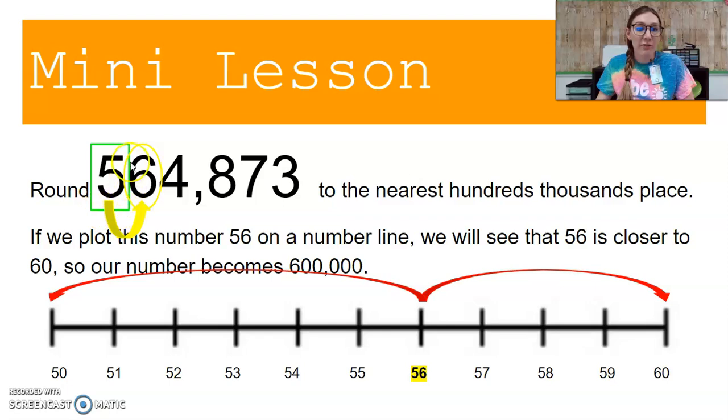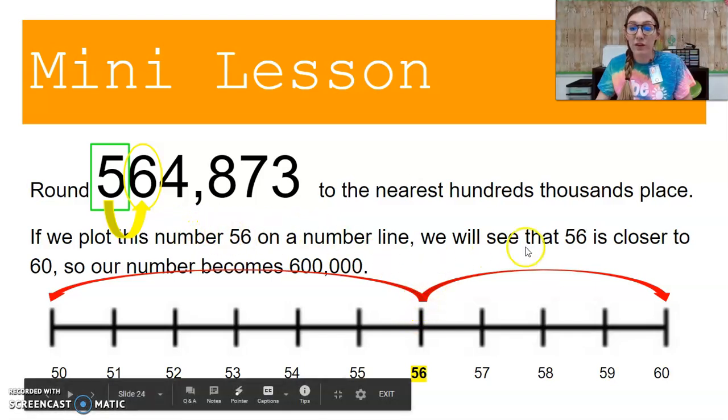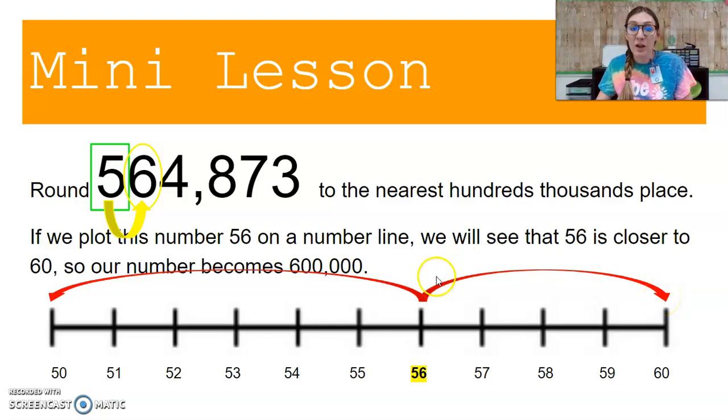So if I have my 5, my hundred thousands place marked, and my 10,000s place is the number next door, I'm going to take this 56, these two numbers that I have squared and circled, and put it on a number line. If we plot this number 56 on the number line, we'll see that 56 is closer to 60 than it is to 50. So this 56, we're going to swap it and put a 60 there instead of a 56, and everything behind that 0 becomes what? 0. So our number becomes 600,000.